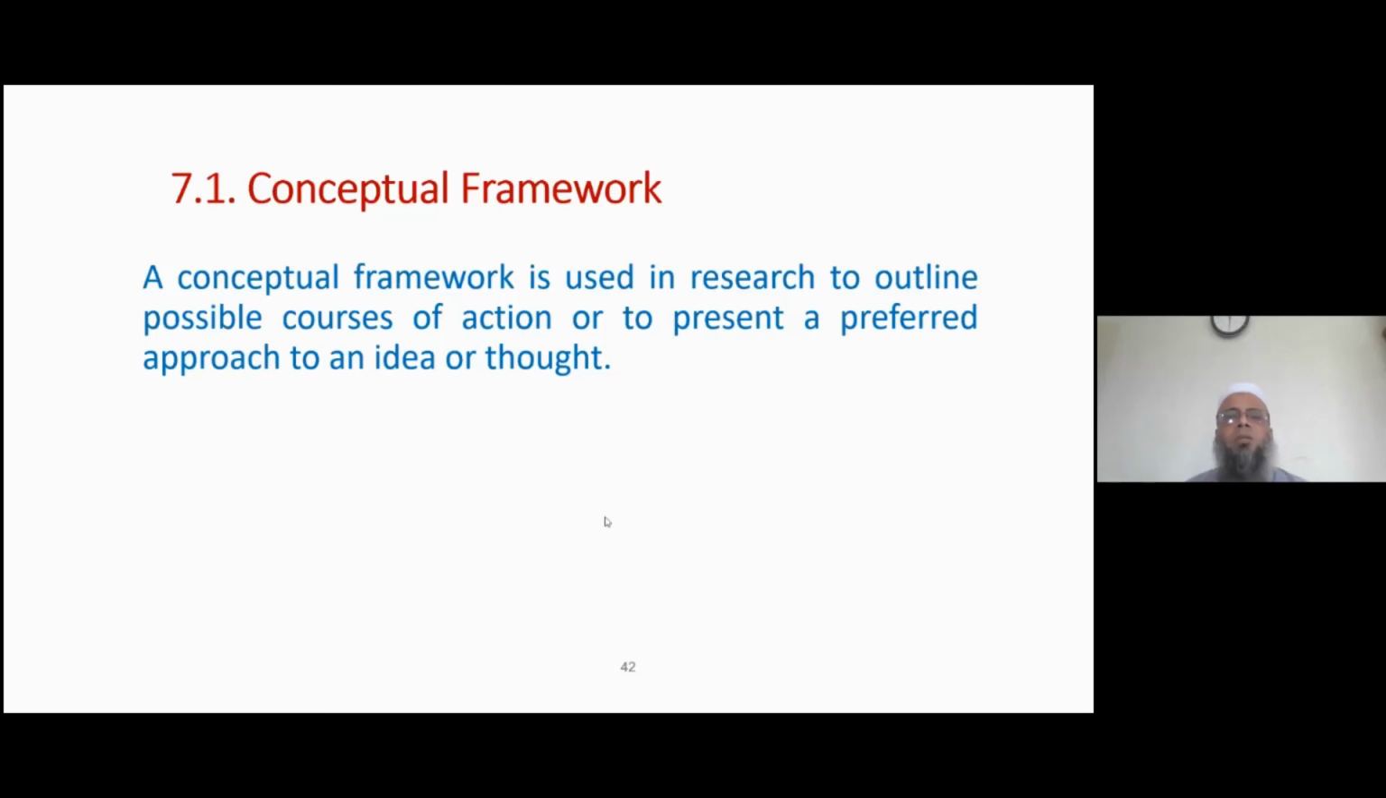Now we come to the conceptual framework. A conceptual framework is used in research to outline the possible courses of action or to present a preferred approach to an idea or thought.